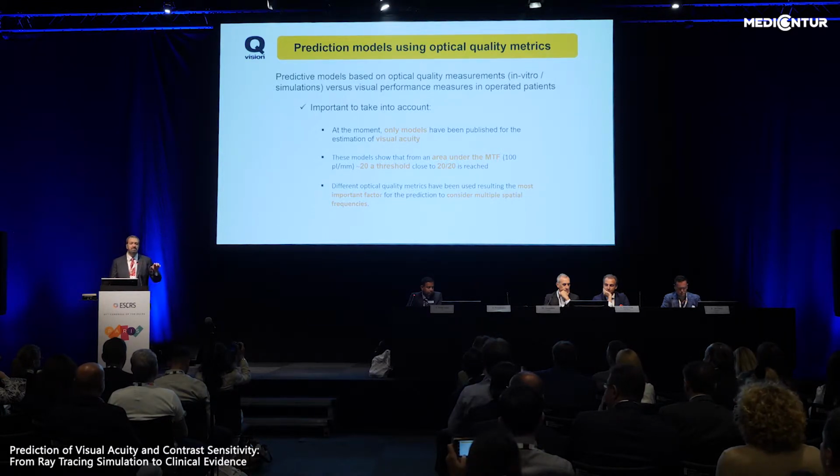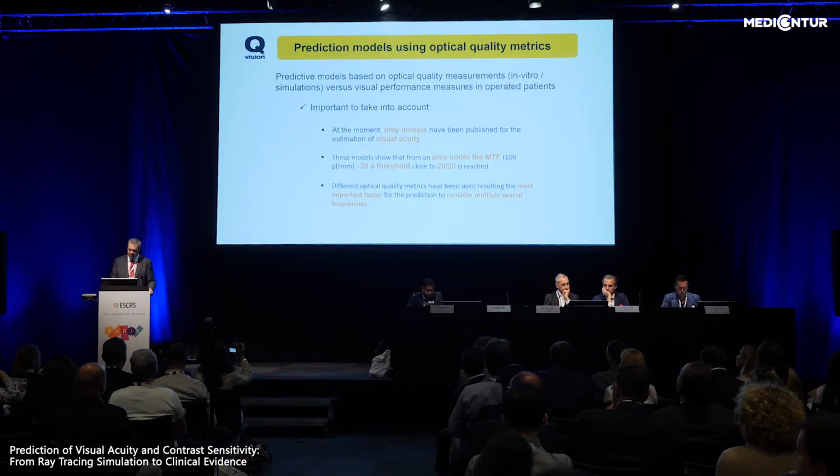Right now, the model that we have is only for visual acuity, not for contrast sensitivity. And also we have a threshold of 20 of MTF: above that, we are going to have always 20/20 vision. It is not very discriminative.